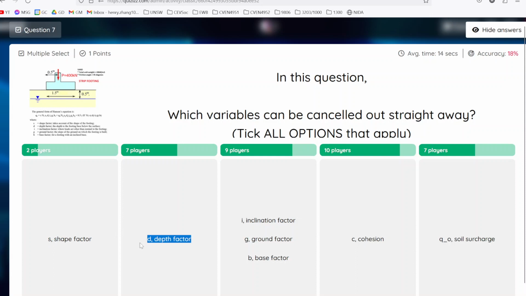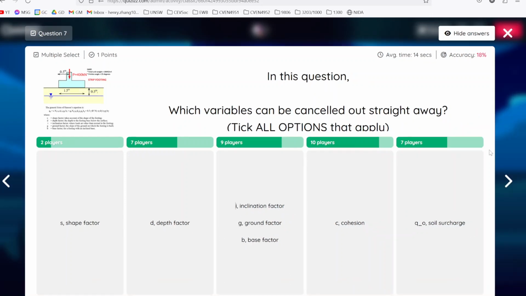The depth factor and the soil surcharge are both functions of this depth. So if your footing is on the surface of the soil, D is 0, right? And when D is 0, you won't have any soil surcharge, and all the depth factors will cancel out and become 1. That's why all the depth factors are cancelled out on the left here, and that's also why soil surcharge is cancelled out. And the same thing applied from before, because it's just the modified version of that other question. Does that all make sense? Okay.